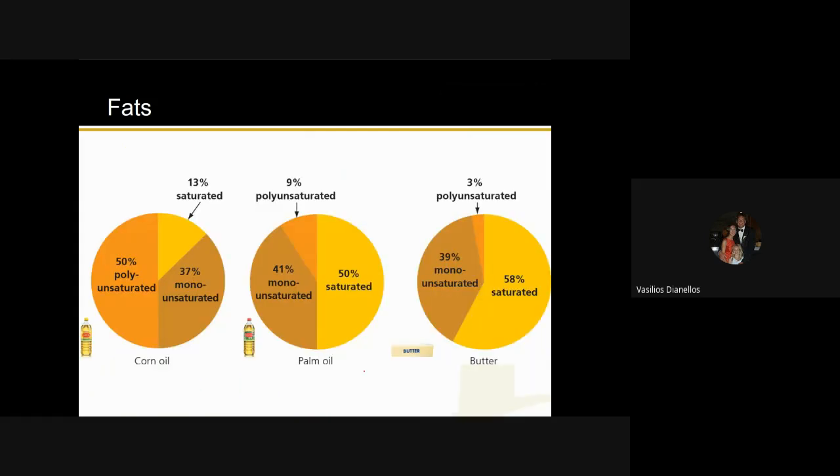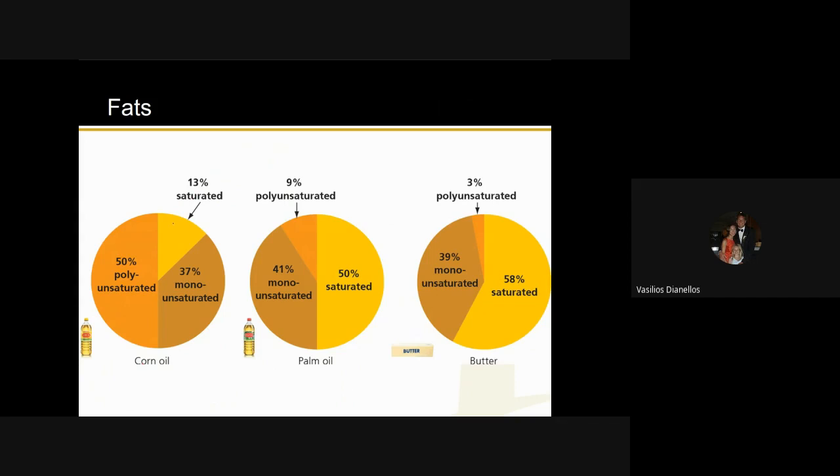All right, here's a slide, or I think this is from your book. It's definitely from your textbook publishers. It shows the different types of fat. Here we've got corn oil versus palm oil versus butter. You can see that the one that has the most saturated fat is butter, which makes sense. That's an animal product, right? It comes from milk. Palm oil, it's only 50% saturated fat. And you have corn oil, which is only 13% saturated.